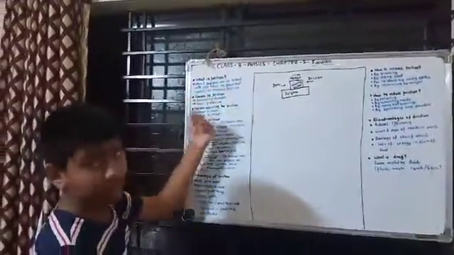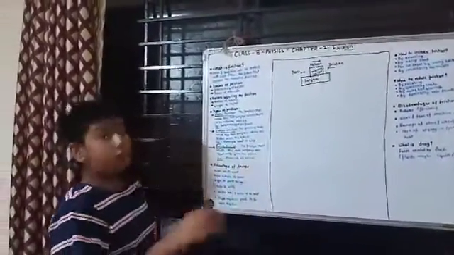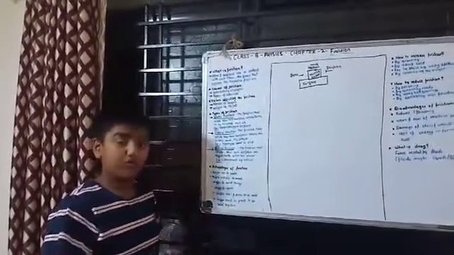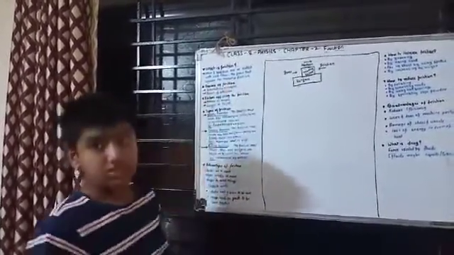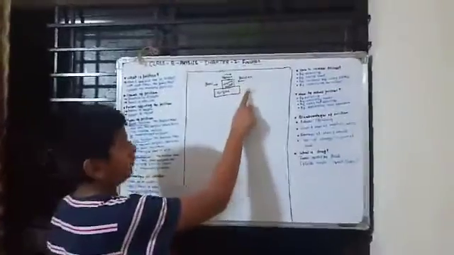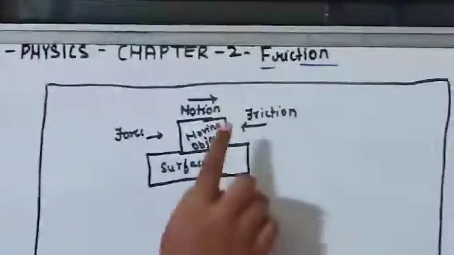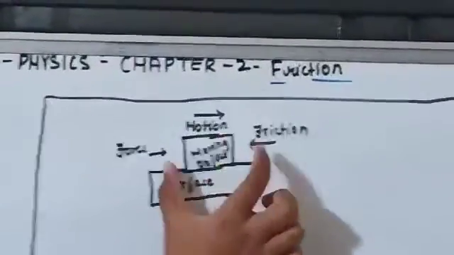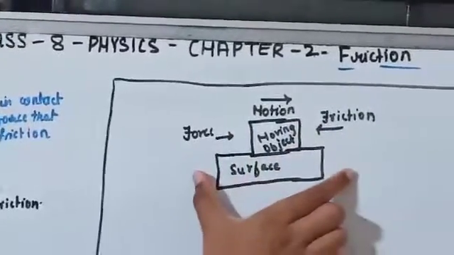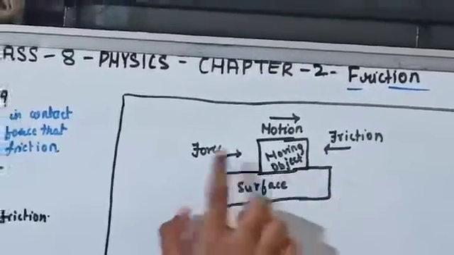Now let's see the main topic, which is what is friction. Friction: when two surfaces are in contact with each other, the force that opposes the motion of one body over the other is friction. Now here I have an image. The one above is the moving object and the one below is the surface in contact.